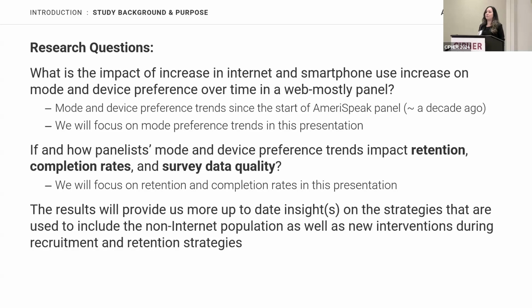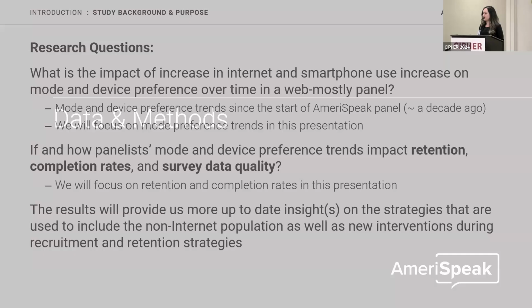So why am I looking at all these results? Well, first of all, these are going to give us some insight on the strategies that are used to include the non-internet populations in probability-based web and web-mostly panels. But we also look at these trends as a team to inform our interventions during recruitment and retention strategies.